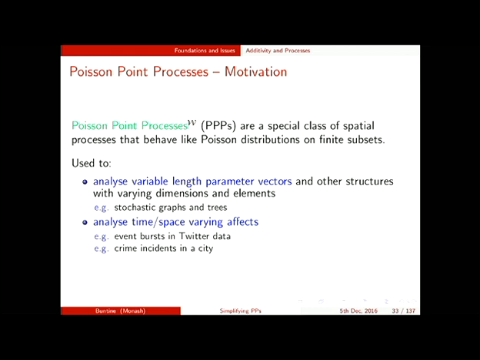The second thing this is used for is for time-varying or space-varying events. So what I won't be doing, which I probably should have done, was to look at Hawkes processes, which is the interesting thing that people have been playing with recently for burst data, like Twitter data. But it's also used for crime incidents in a city, for instance. So all the police departments in the US now use crime prediction software that's all based on Poisson processes, spatial or time.